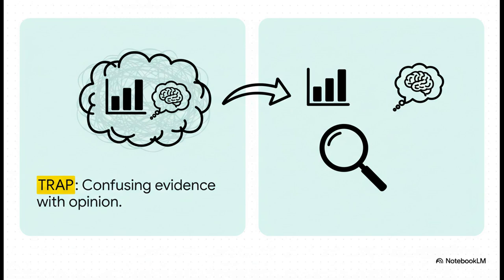Okay, this is probably the number one trap, mixing up evidence and opinion. So just keep this little question in your back pocket. Is this a verifiable fact, or is this just someone's belief? For example, "the movie grossed $100 million" is evidence. You can check that. "The movie was fantastic" is an opinion. Making that distinction is absolutely crucial.